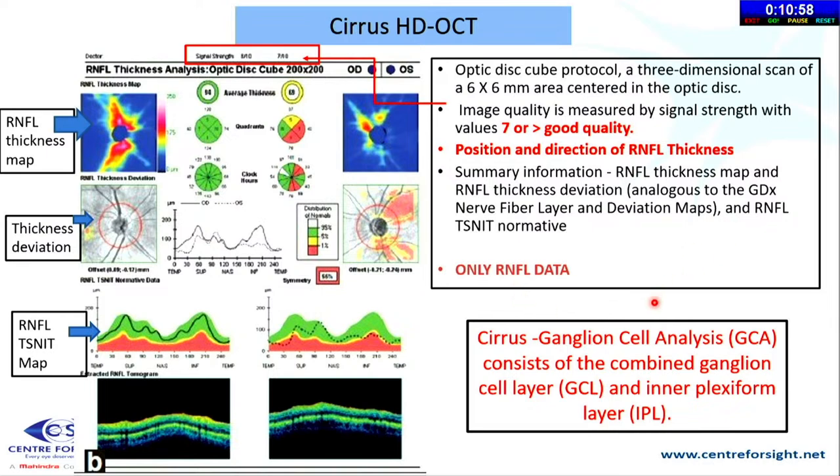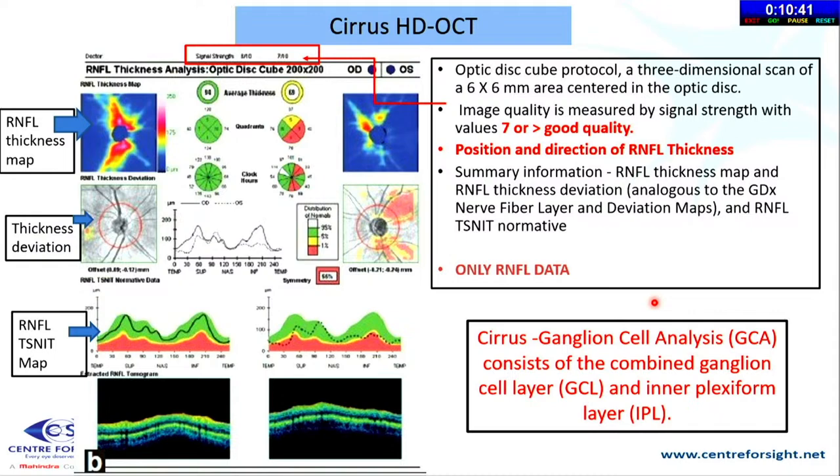Now, in the Cirrus, when we're talking about the ganglion cell layer, this is known as ganglion cell analysis. What was it called in OptoView? Ganglion cell complex. This is analysis. Over there, we had the retinal nerve fiber layer. Over here, they're not taking the retinal nerve fiber layer.